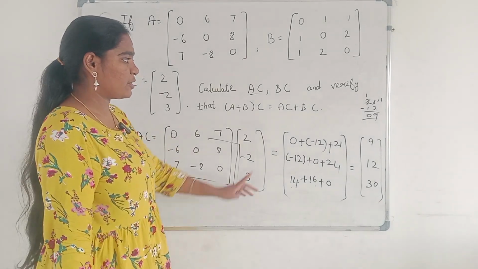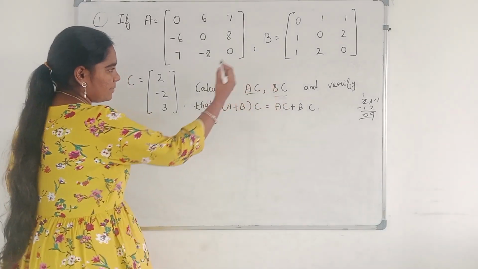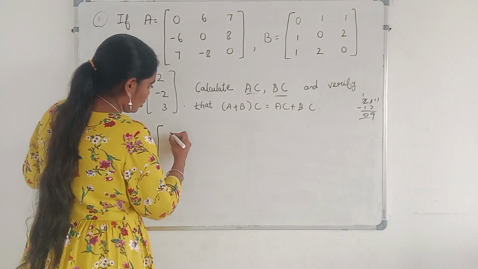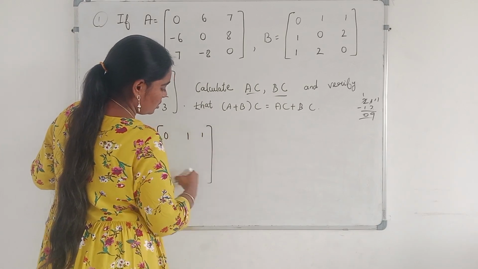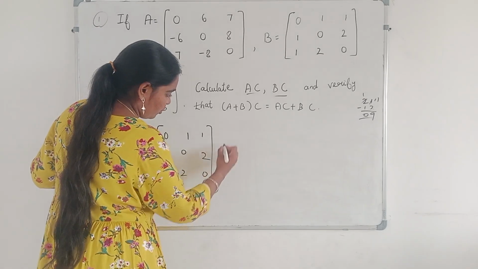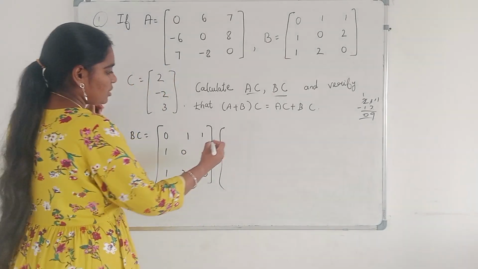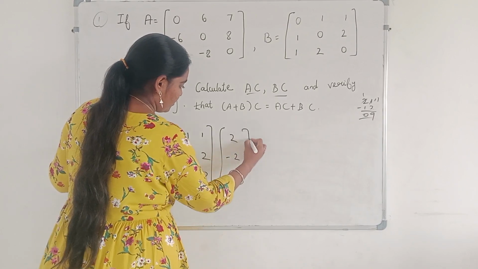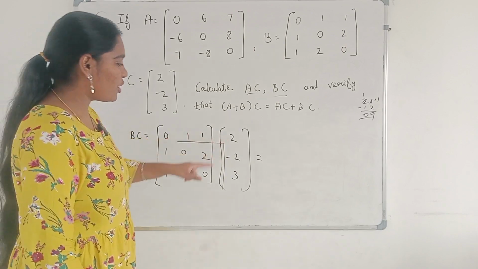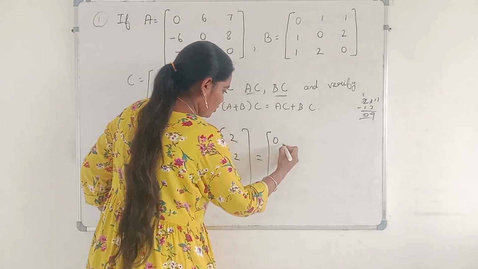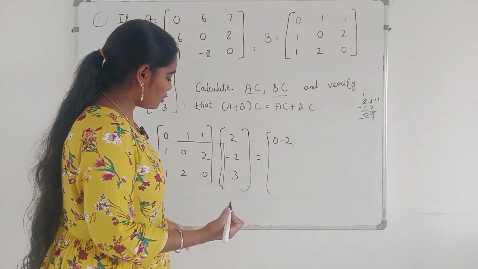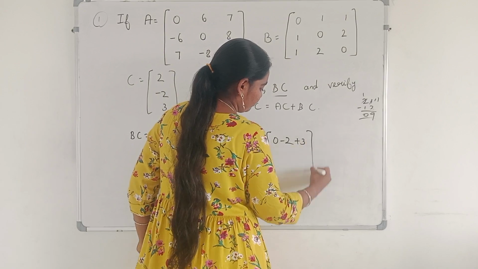Next we have to calculate the value of BC. Matrix B is 0, 1, 1, 1, 0, 2, 1, 2, 0. Matrix C is 2, minus 2, 3. So this first row with this column. 0 into 2, 0. 1 into minus 2, minus 2. 1 into 3, plus 3.